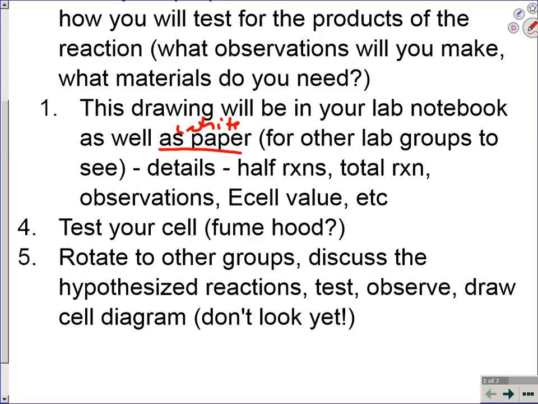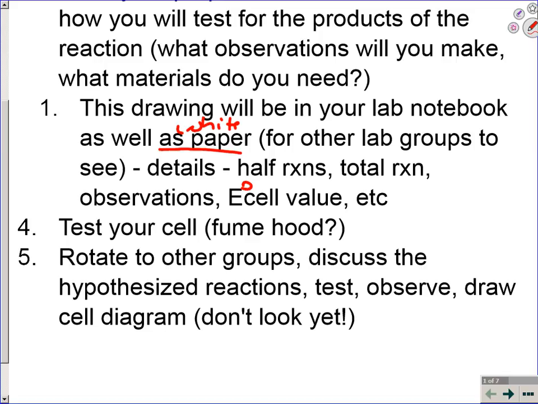So with that, you're going to have those half reactions. You'll have your total reaction. You'll have your E cell value, and you need to test it to verify that's right. So once you predicted it and, let's say you're wrong, you need to fix that in your white paper before we proceed. It's pretty easy. Other groups are going to look at your work though, so make sure it's clear.